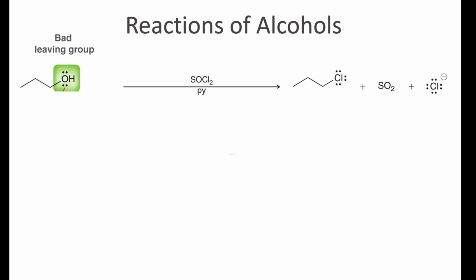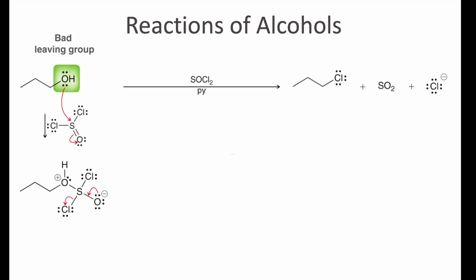Again, so overall, the process is to turn an alcohol with SOCl2 and pyridine into an alkyl chloride. The first step is that SOCl2. The alcohol attacks that sulfur electrophile, kicking up the pi bonds to the oxygens. That's very similar to our carbonyl examples we've seen already.